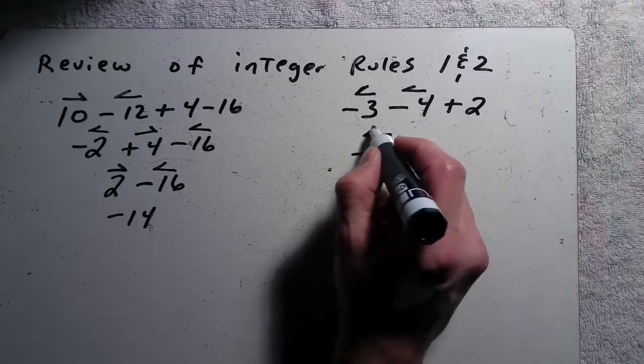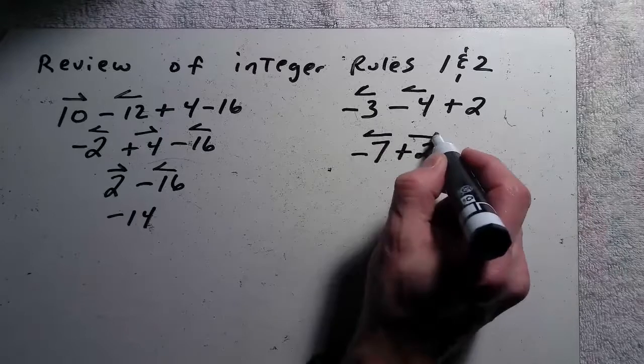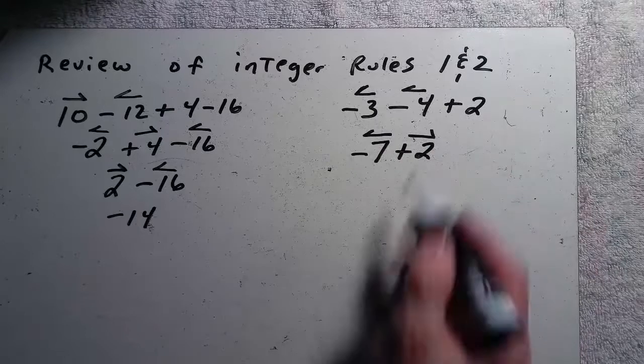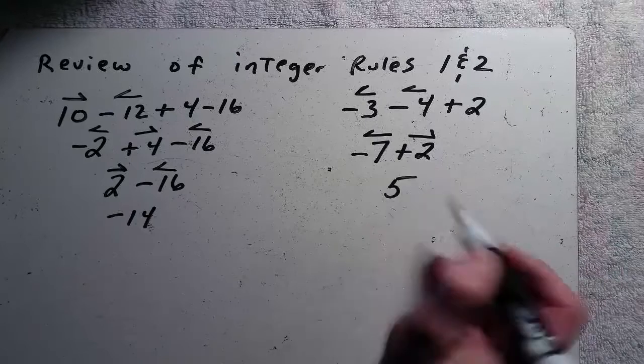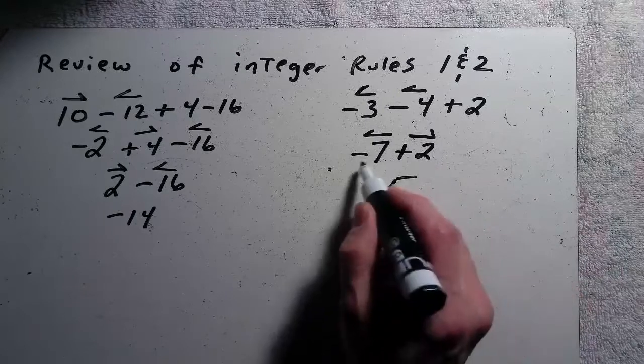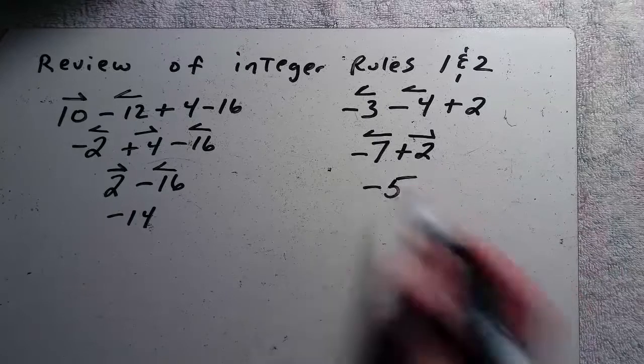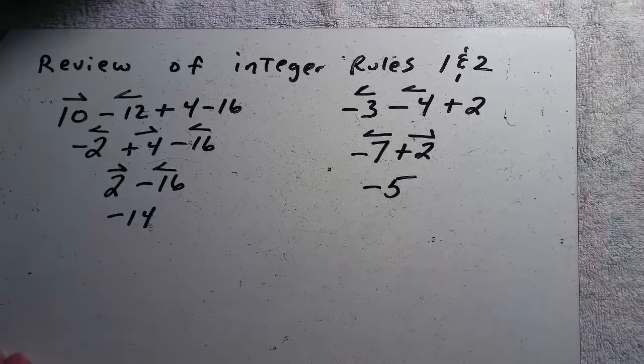Negative 7 points left, plus 2 points right. Here's a rule 2. 7 minus 2 is 5. Keep the sign from the larger integer. In this case, 7 is larger. It's sharing a minus sign. Our final answer is negative 5.